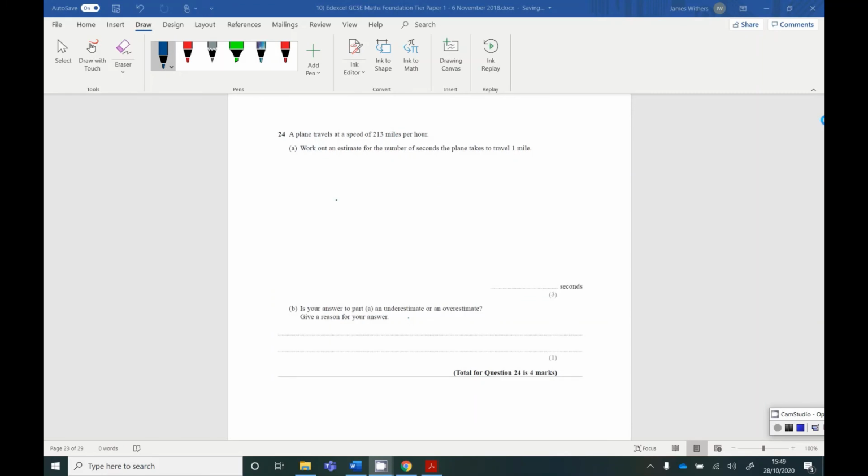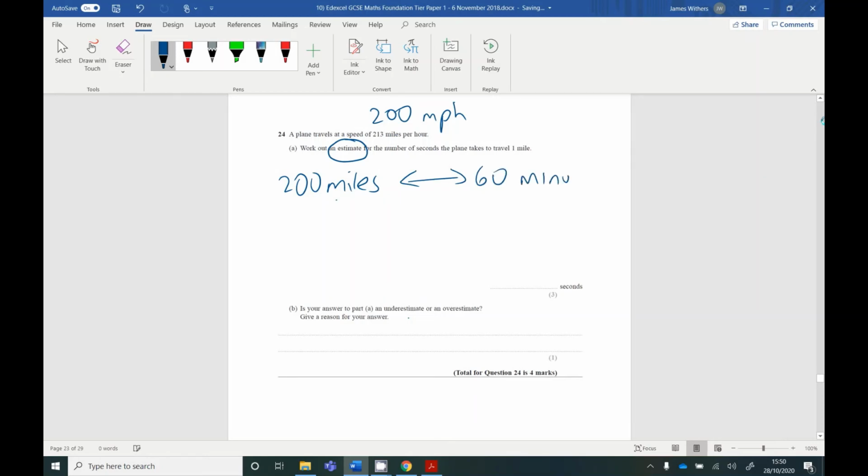Question 24. So we've been asked to work out an estimate, so we don't need to use 213 miles per hour, using 200, so rounding to one significant figure will be fine. So let's use 200 miles per hour. Okay, so we're saying we can go 200 miles in an hour. Now an hour is 60 minutes. Now this question is asking us to work it out per second. So how many seconds in a minute? That's 60. So 60 times 60 is 3,600 seconds is the hour to do 200 miles.